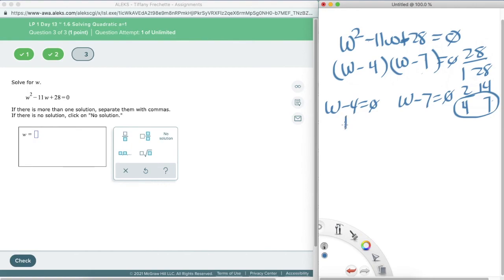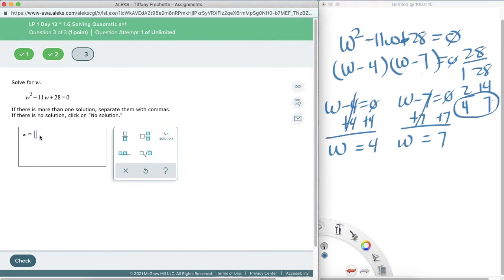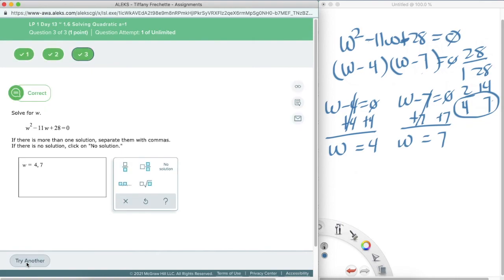So I'm going to add 4 to both sides here so I can get w all by itself because these 4's cancel. And for this one, I'm going to add 7 to both sides. So I get w, the 7's cancel, and we get 7. So w can be 4 or it can be 7, and I'm just separating that with a comma because that's what they asked me to do up here. So I'm going to go ahead and click check. And we are good to go. So that was section 6, and I will see you in section 7.